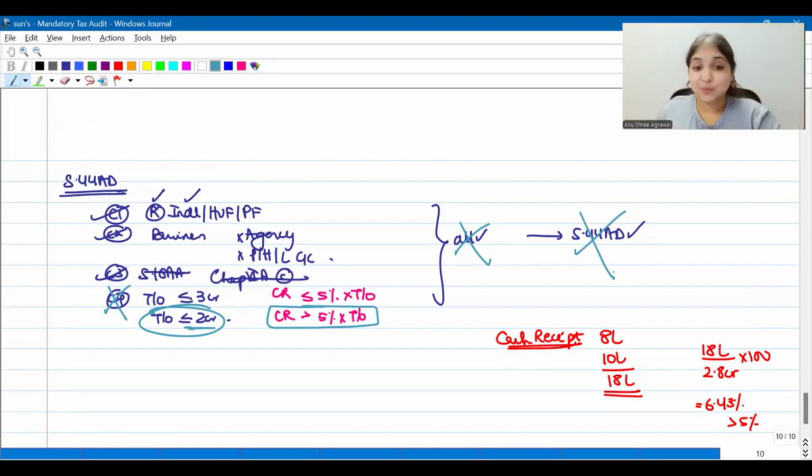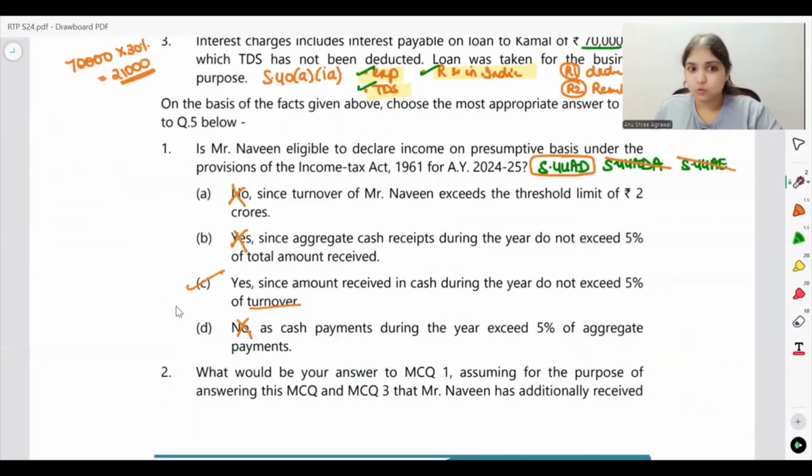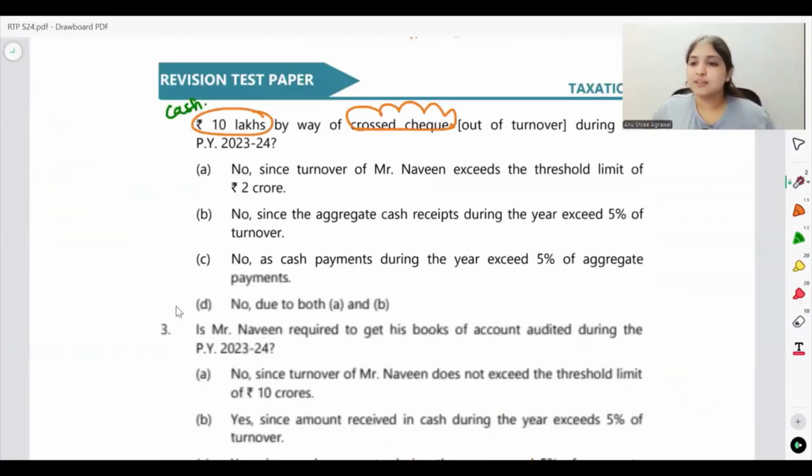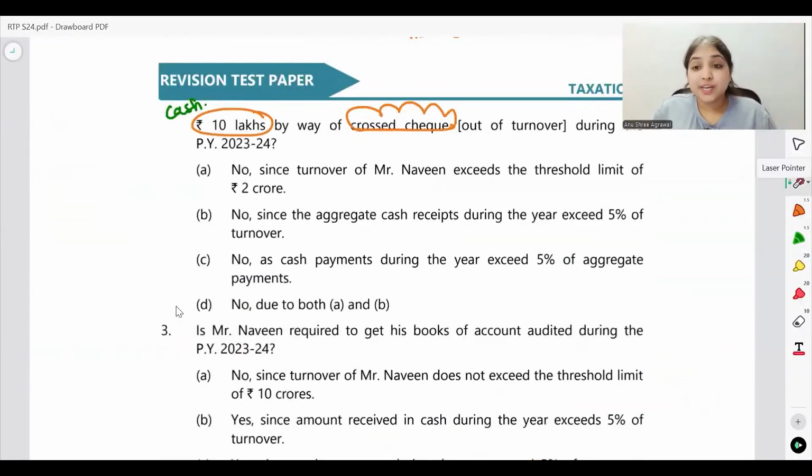Understanding. Very interesting question, guys. Gives you a 360 degrees understanding of this section. Cash receipt is more than 5% of turnover. Cash receipt is 6.43%. So therefore 2 crore turnover limit will apply. Turnover is more than 2 crore. So therefore 44AD will not apply. So will 44AD apply? The answer is no.